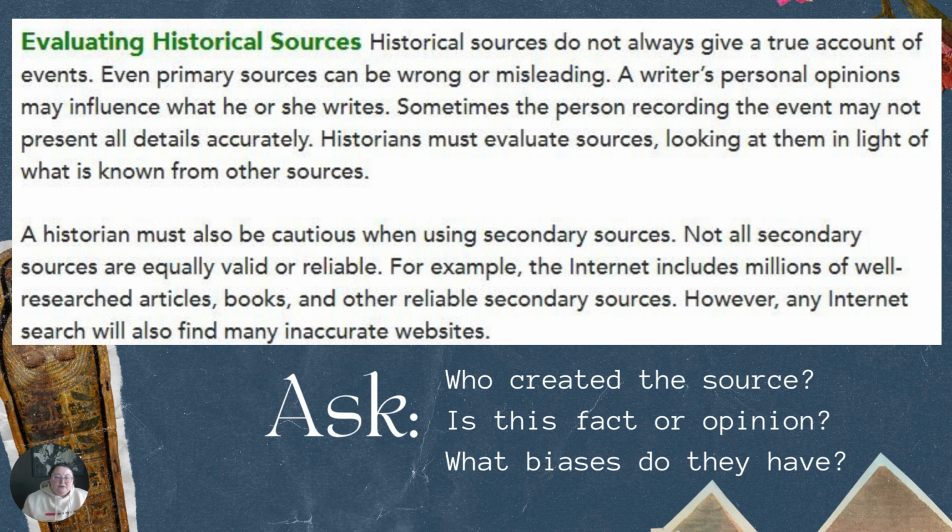A historian must also be cautious when using secondary sources. Not all secondary sources are equally valid or reliable. For example, the internet includes millions of well-researched articles, books, and other reliable secondary sources. However, any internet search will also find many inaccurate websites. When looking at a source, ask yourself three questions. Who created the source? Is this fact or opinion? And what biases do they have?